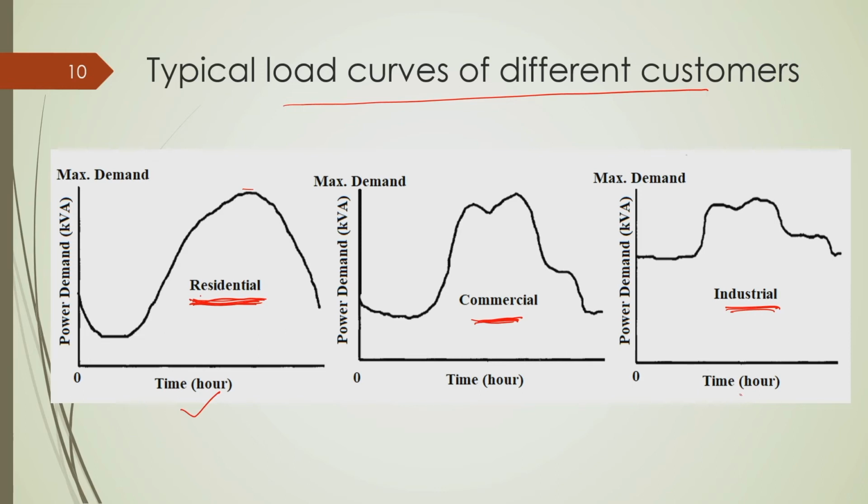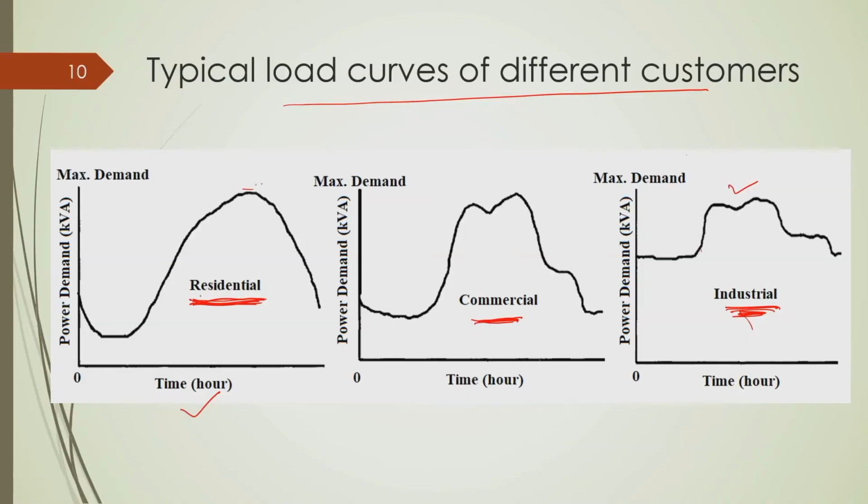For example, industrial customers' power demand is pretty high compared to residential customers, because they have different machines or machineries which consume a huge amount of power. Now, one thing is important: when the peak demand happens. Peak demand in a residential area normally happens during evening time, whereas commercial customers' operation is mostly during a certain period of time.